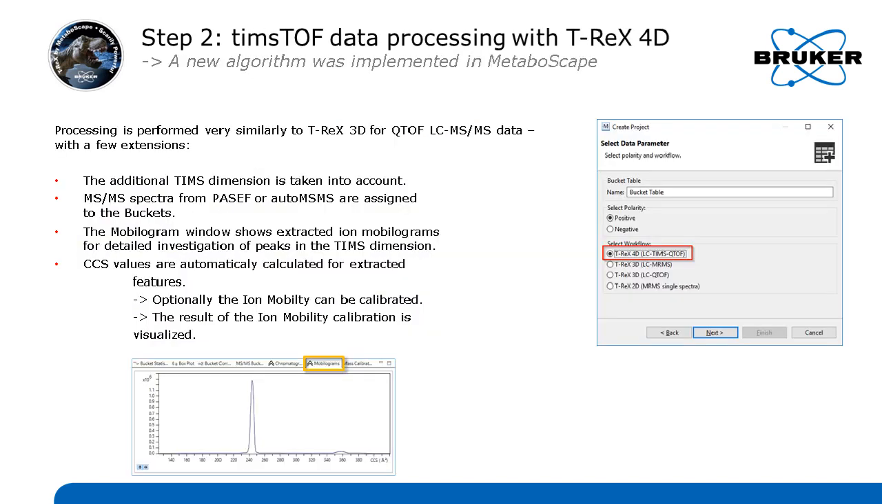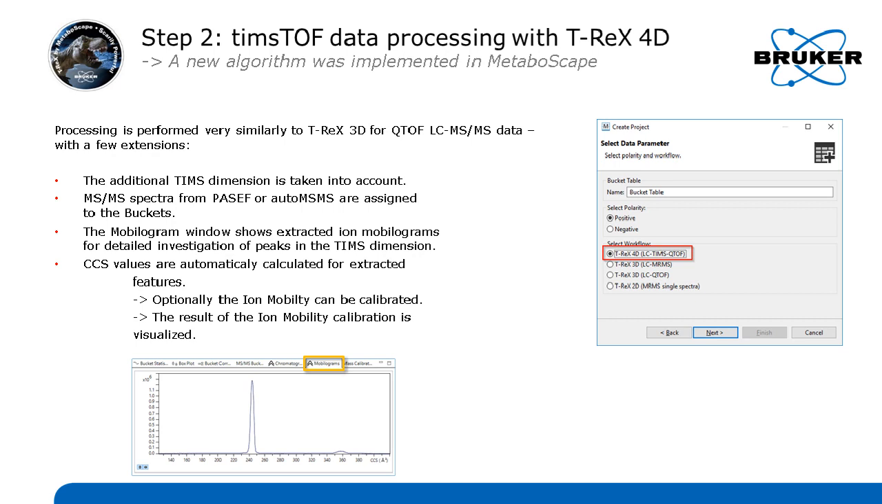So for timsToF data, this is also completely integrated in MetaboScape by the T-Rex 4D algorithm. And you can easily detect isomers in MetaboScape. You can get cleaner MS-MS spectra by separation in ion mobility of the precursor ions. And you also can see a CCS value, so a collision cross-section value, for all your analytes.